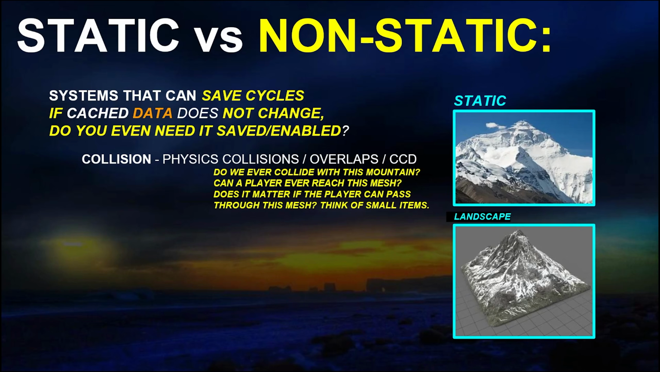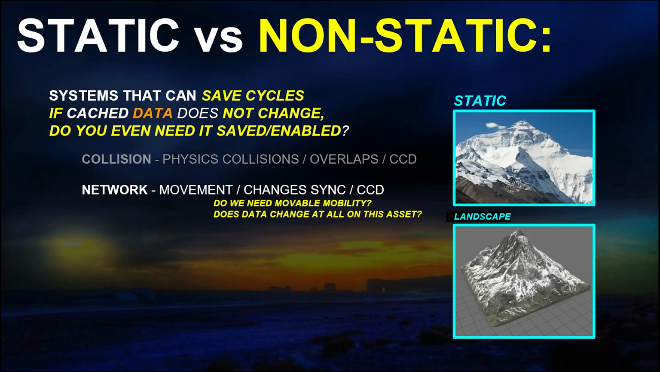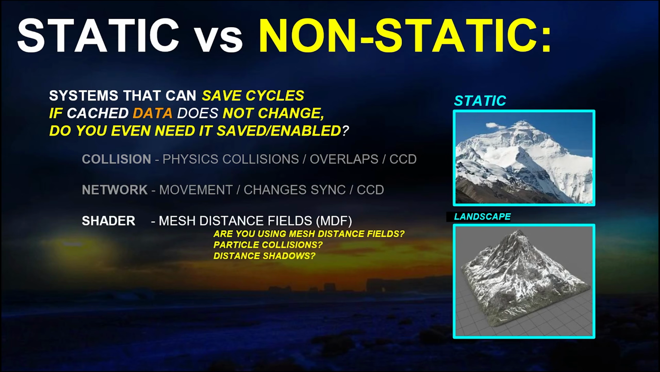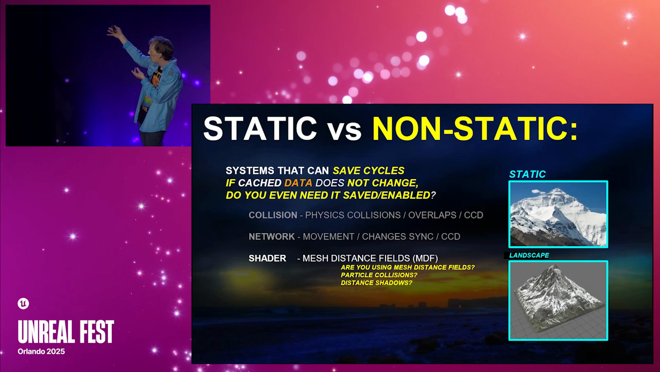So network movement as well. When you have it marked as movable, it's seeing if it ever moved and sending it across the network. So by being static, it won't be checked to see if it needs to be moved or moved across the network. Shaders, mesh distance fields, effects, any of these things are going on. It's like, do I need this mountain to have mesh distance fields enabled on it? Just every little piece. Does it need to catch the shadow? Because I see the shadow of the mountain.